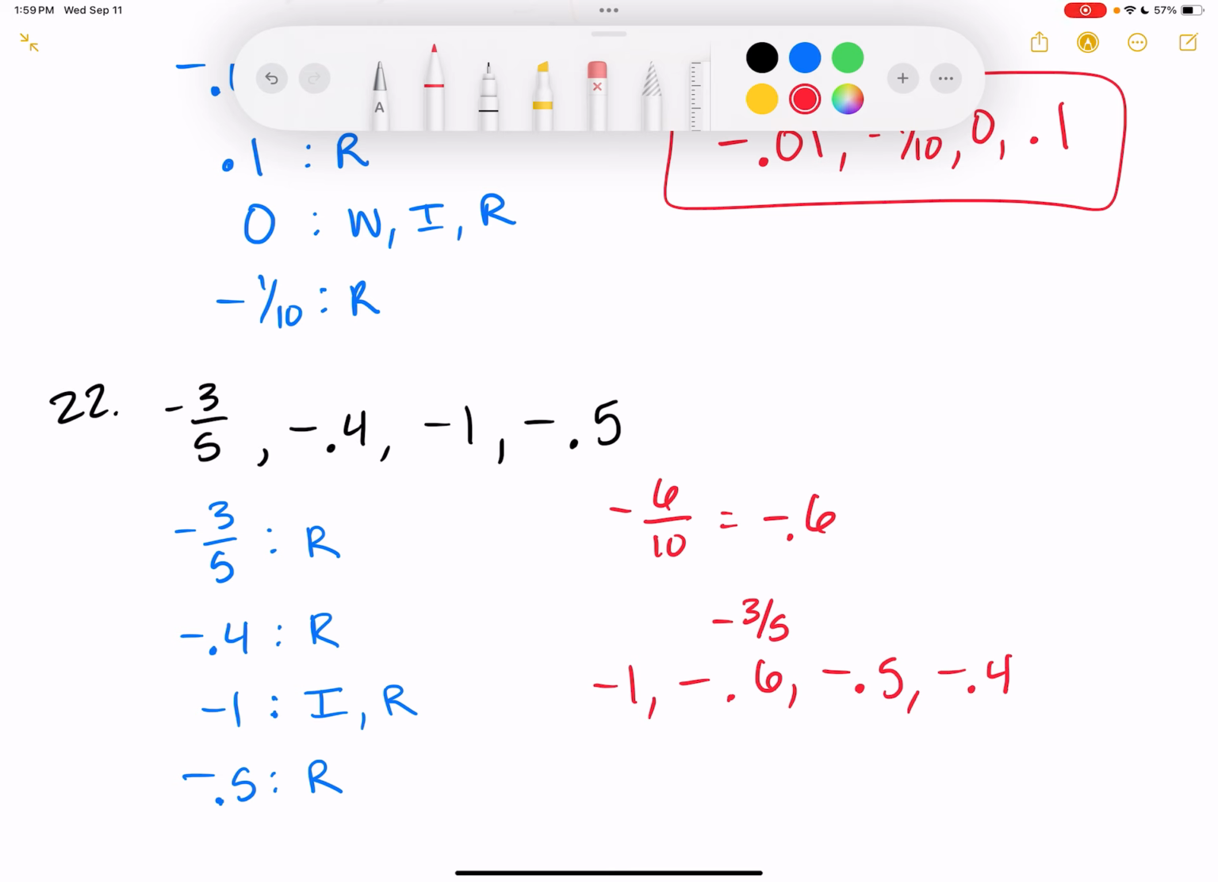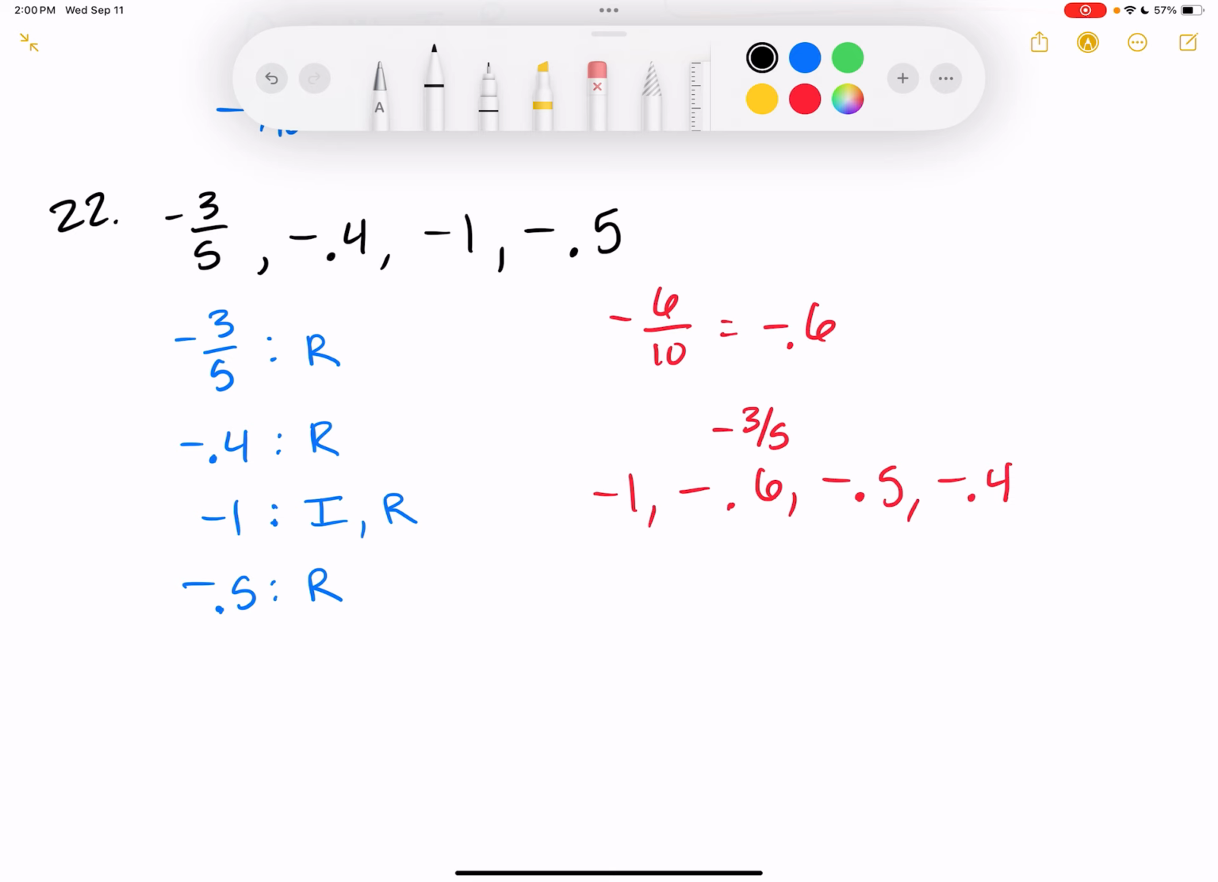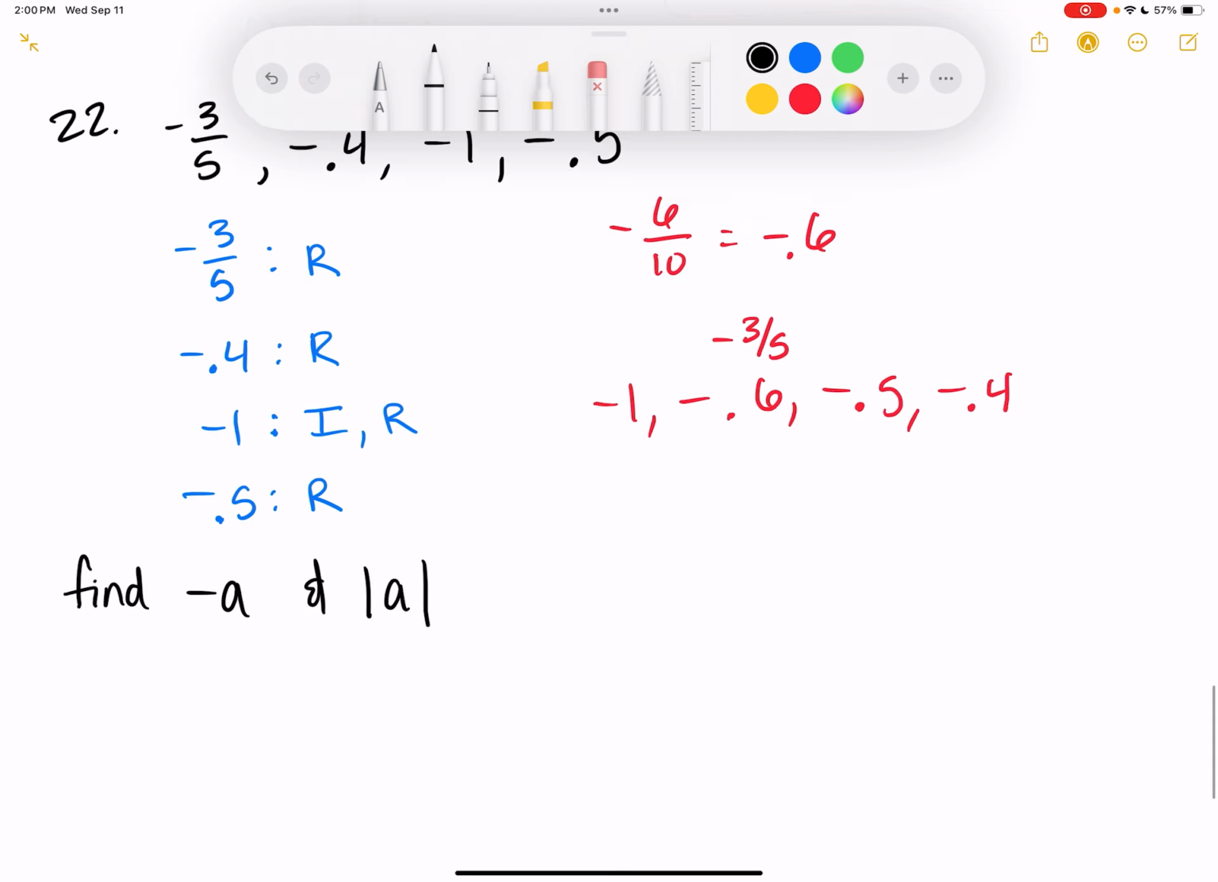All right, any questions on those ones? Okay. The next thing is finding opposites and absolute values. We didn't really talk directly about opposites, but if I said 3, what is its opposite? Negative 3. If I said negative 4, its opposite is 4. Okay, I figured y'all knew what that meant. These say, for the given value of A, find negative A and the absolute value of A.